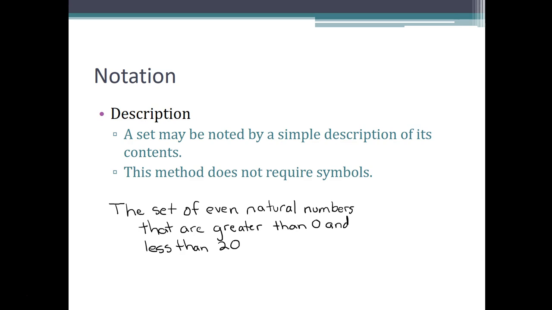So all we had to do is just write words. Right there, that is description, what I just wrote down. Greater than 0, less than 20. And we know exactly what's supposed to be in there because of the way it was described with the words.